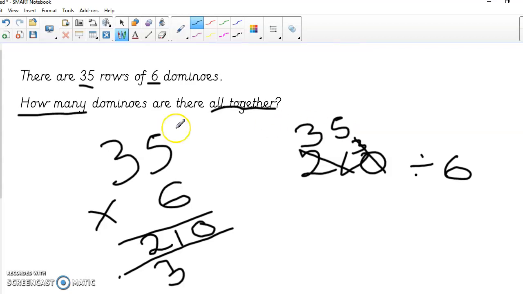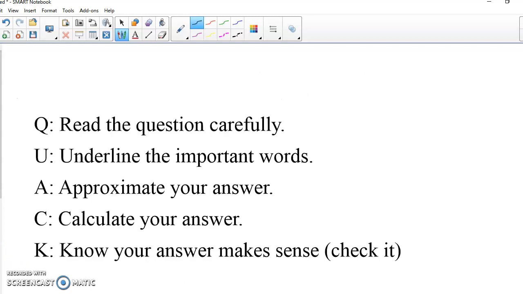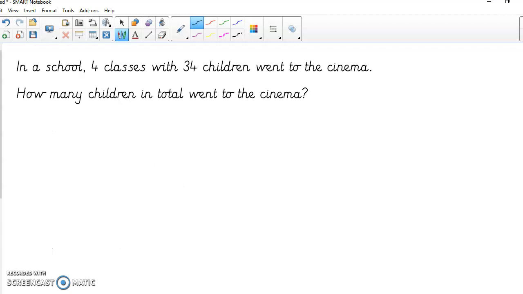All right, let's try another one. Now you are the one to do this one. Let me watch you do it. I'll give you like 2 minutes to do it. All right, let's still use the same operation. And what we're still going to do, we're going to still read the question carefully, underline the important words, approximate your answer, calculate your answer, know your answer makes sense. So that's what we are still going to be doing.